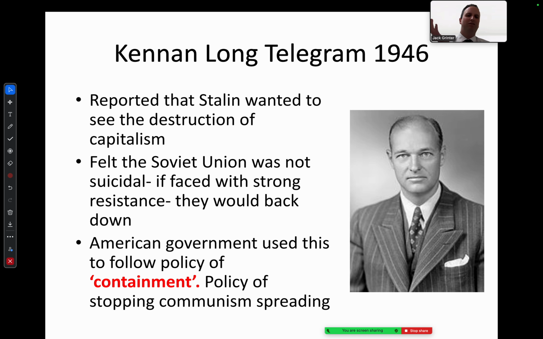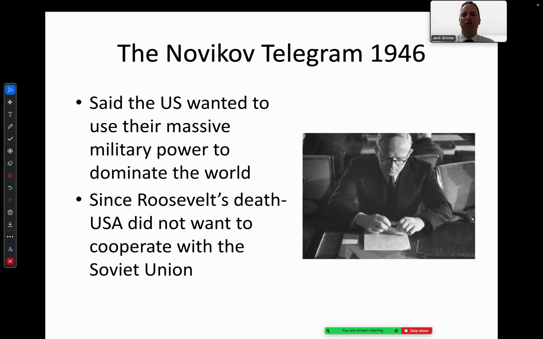The Kennan long telegram is called a long telegram because it was quite long, but essentially it said Stalin wanted to see capitalism destroyed, but also said the Soviet Union was not suicidal if faced with strong resistance. Crucially, this leads to a key word that you've got to know, which is containment. After this, America decided to follow a foreign policy of containment. They try to contain communism from spreading, and that'll be really important when we look at the Truman Doctrine in a minute.